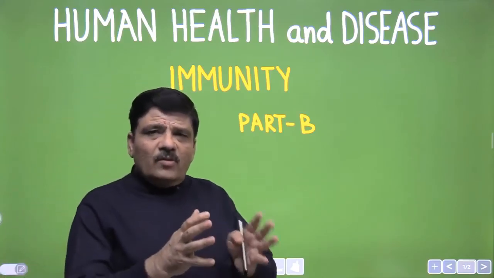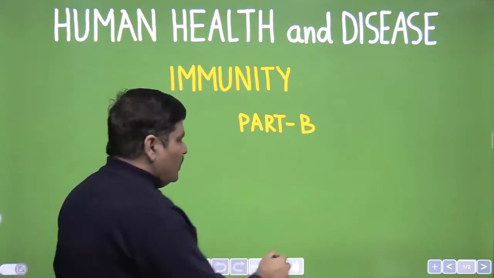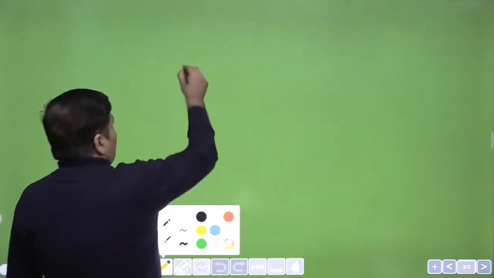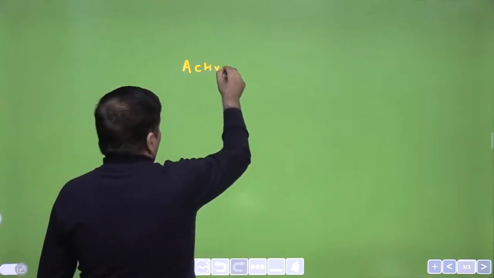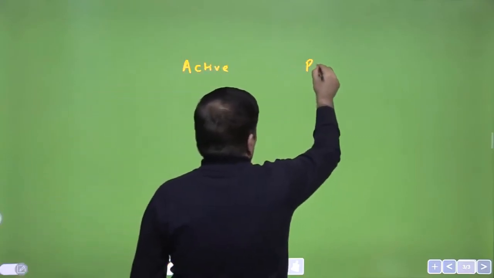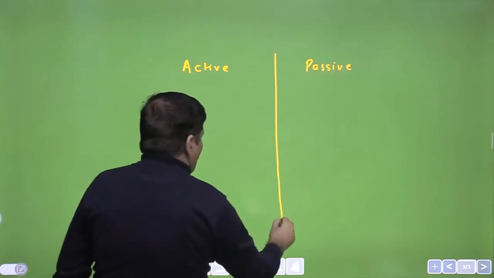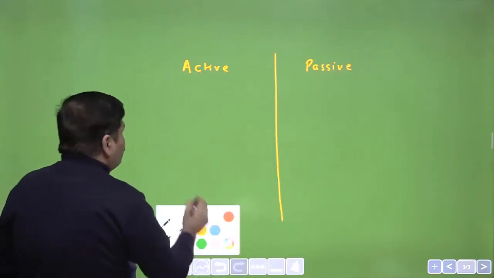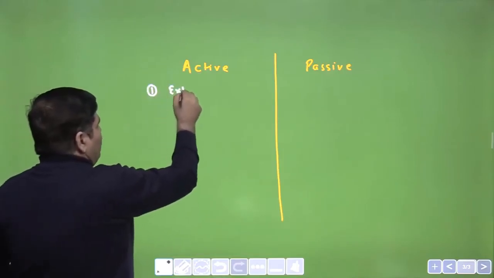So the adaptive or acquired immunity can be of two types. One would be active, the other would be passive. So this is where we pick up from the NCERT. So we are saying that the acquired immunity can be active or it can be passive. Now, what are the differences between the two? So number one, the most important difference would be that this is because of an exposure to antigen.